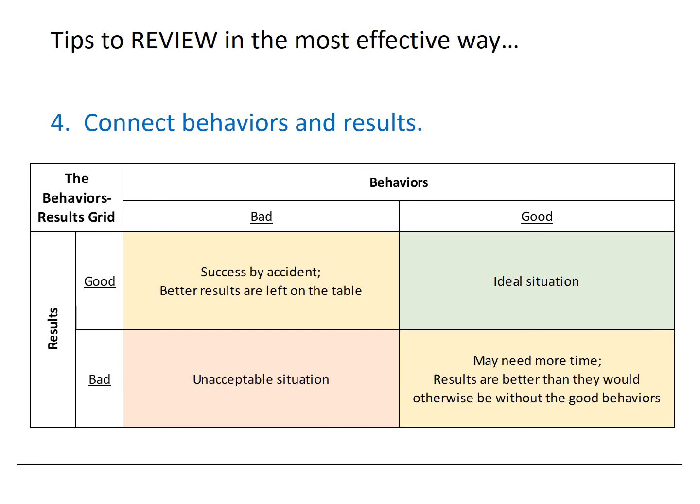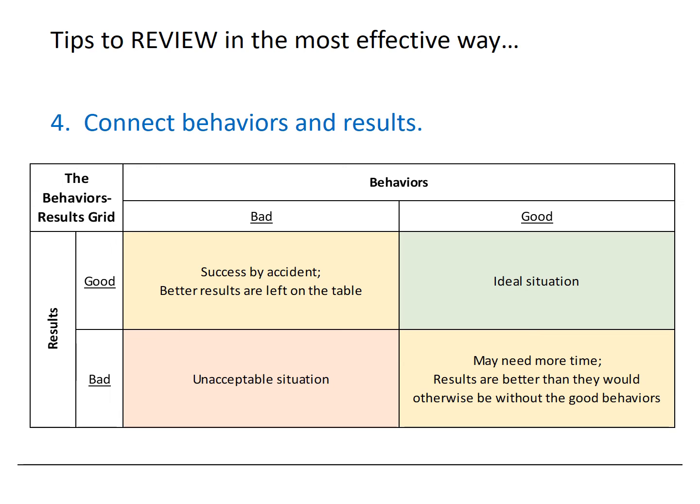The behaviors results grid on the screen in front of you is a way of visualizing the potential situations a manager may face. In the top right quadrant, behaviors are good and results are good. This is the way it should happen. When holding a review conversation with an employee who's in this situation, the manager can feel confident that the two things are linked and an ideal situation exists.